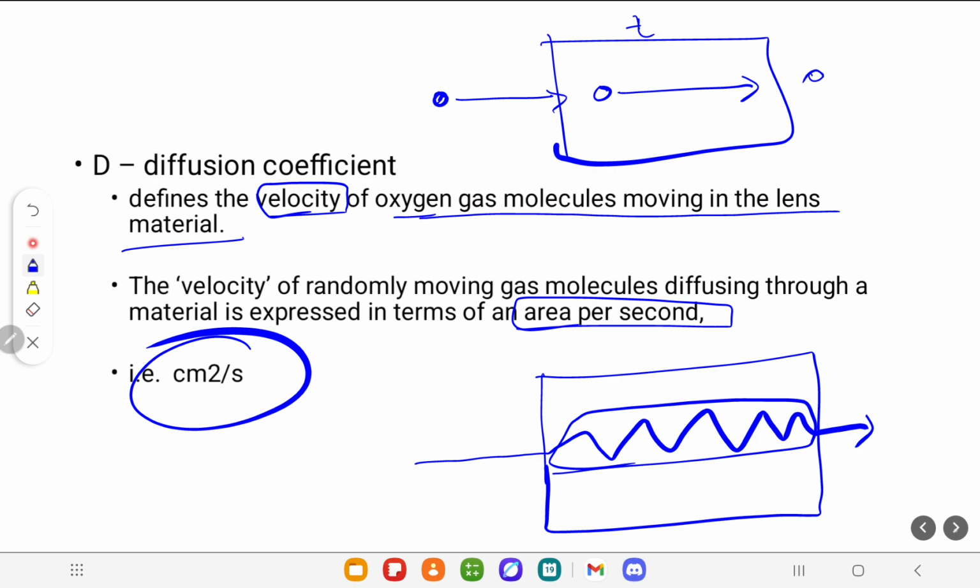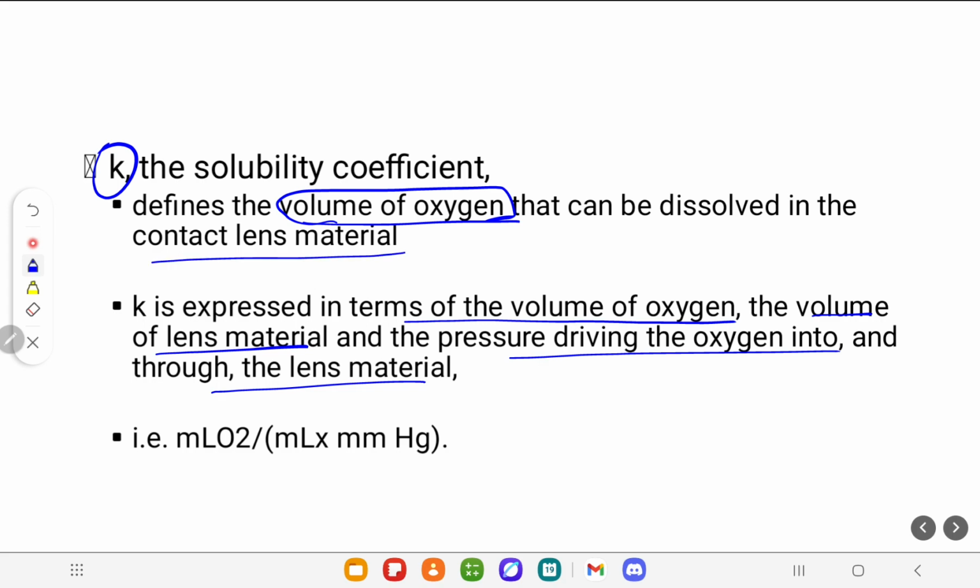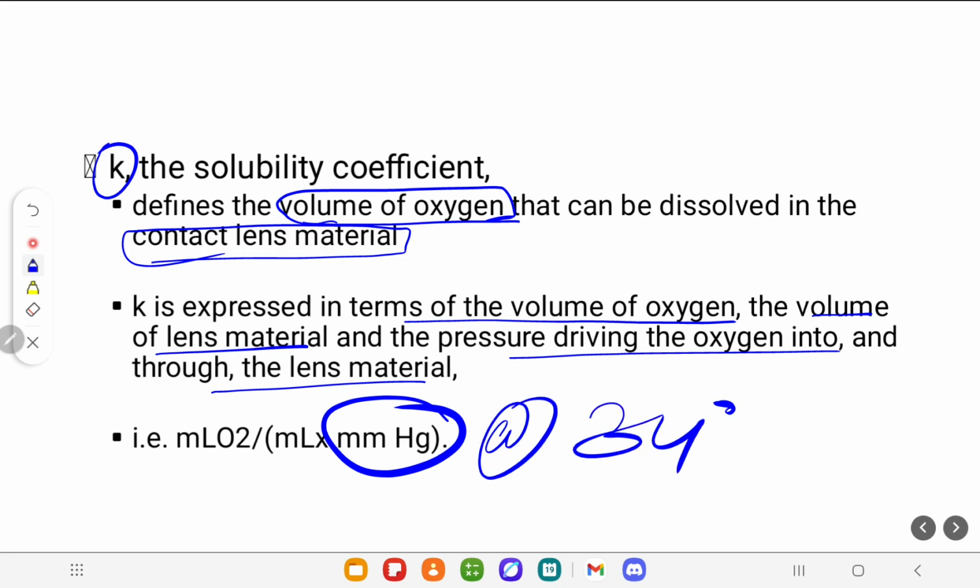So what is the solubility coefficient? k means the solubility coefficient. It defines the volume of oxygen that can be dissolved in a contact lens material, expressed in terms of volume of oxygen per volume of material, per pressure. Basically it means how many moles of oxygen are dissolved in how many moles of contact lens material, at a particular pressure and at a particular temperature. It's very important that the solubility coefficient means oxygen dissolved in that material.